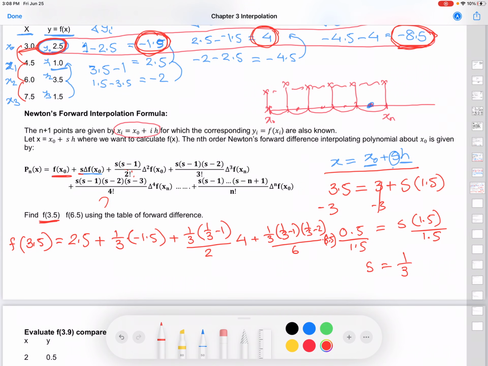If you want to find the function value at 6.5, you want to solve 6.5 equal to x0 plus sh. Your x0 is again 3 and your h is 1.5. You will solve for s, and in the function you will replace s by that new value.